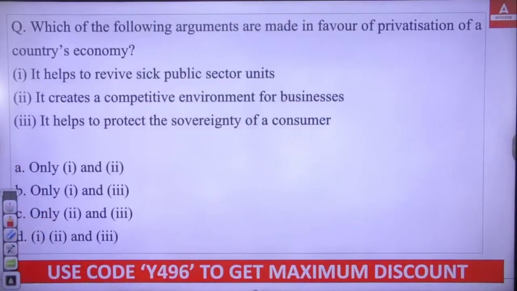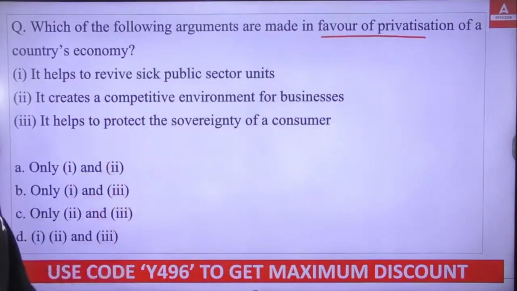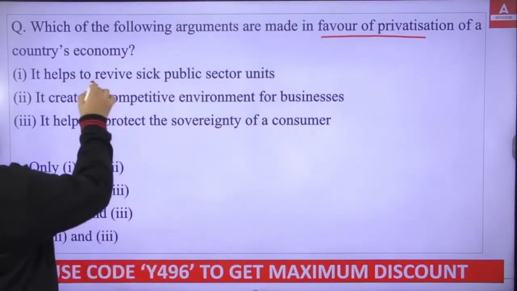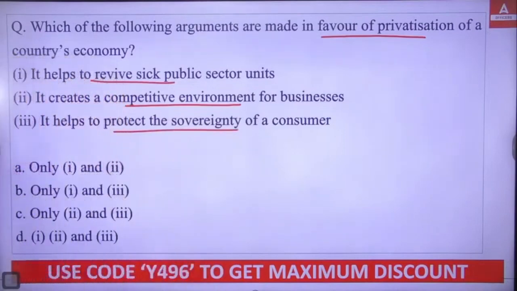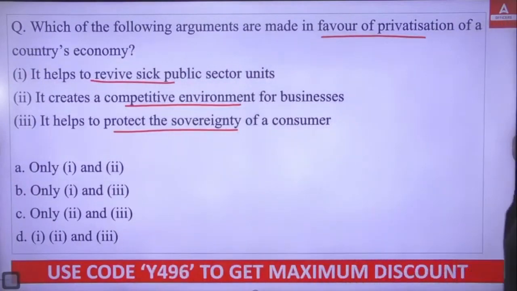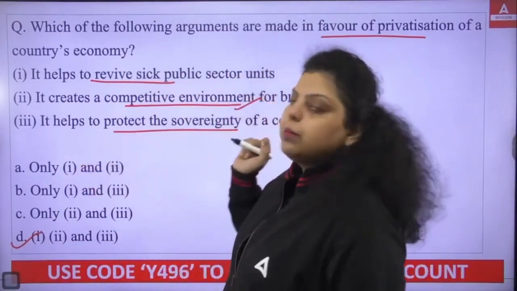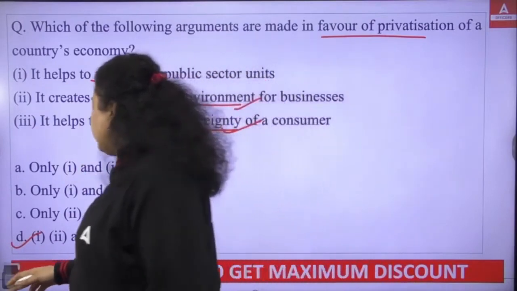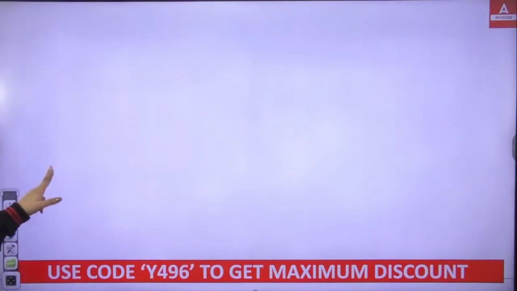Now, which of the following arguments are made in favor of privatization of a country's economy? First, it helps to revive public sector units. It creates a competitive environment for business. It helps to protect the sovereignty of a consumer. So what do you think? Which of the following statements justify that it is good if we do privatization in a country? The right answer will be all, because the private sector helps us to revive the sick public sector units. They create a competitive environment in the country. They protect the sovereignty of the consumer. So the right answer will be D. All statements were in favor of privatization.